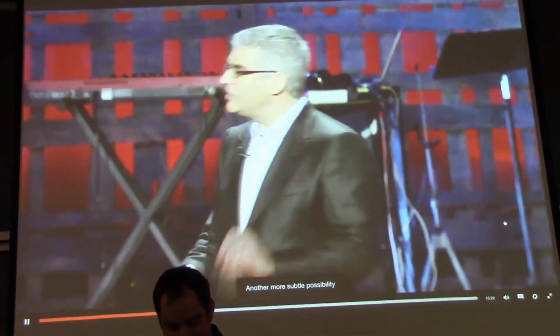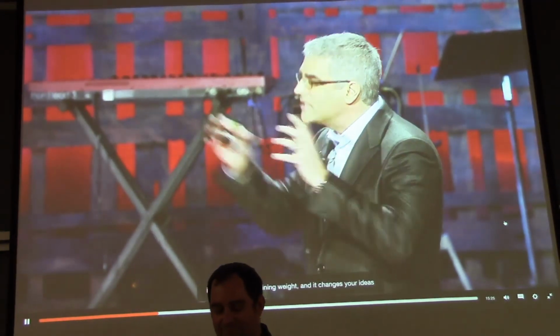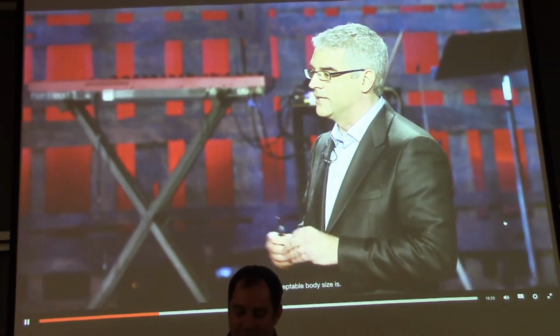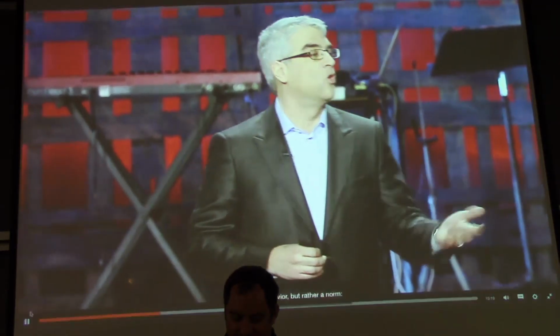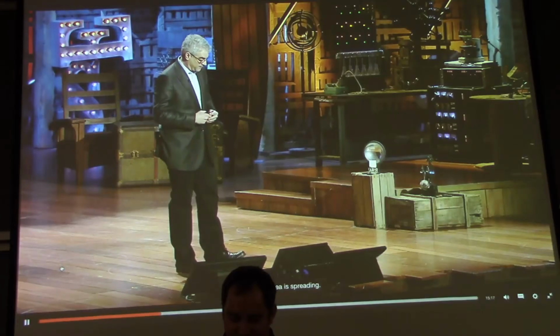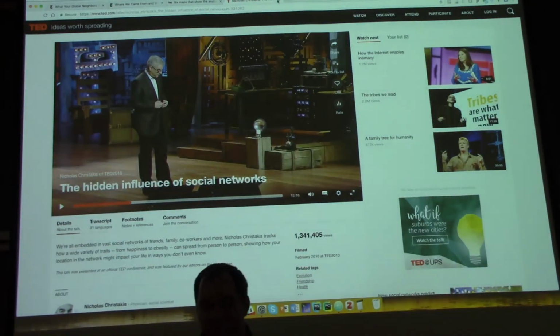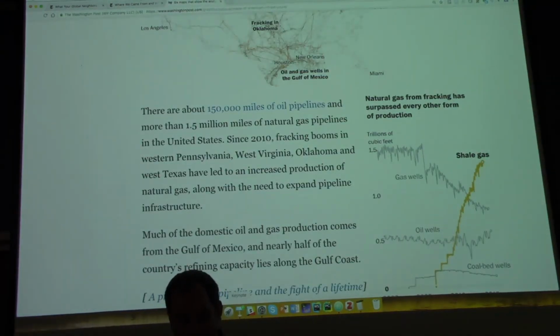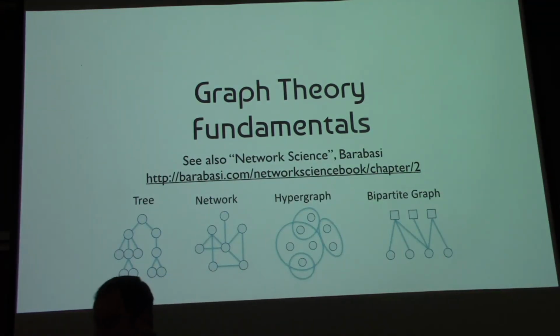Another more subtle possibility is that they start gaining weight and it changes your ideas of what an acceptable body size is. Here what's spreading from person to person is not a behavior, but rather a norm. An idea is spreading. Okay, so this is just an illustration of how social networks influence our lives in many different ways. So let's talk a little bit about graph theory fundamentals in the last 10 minutes.